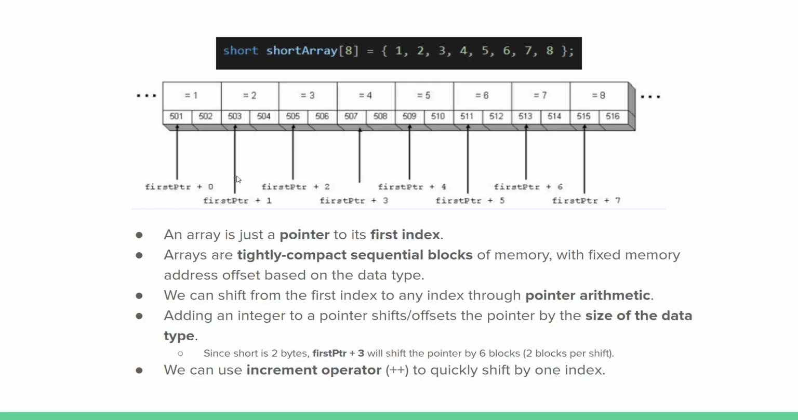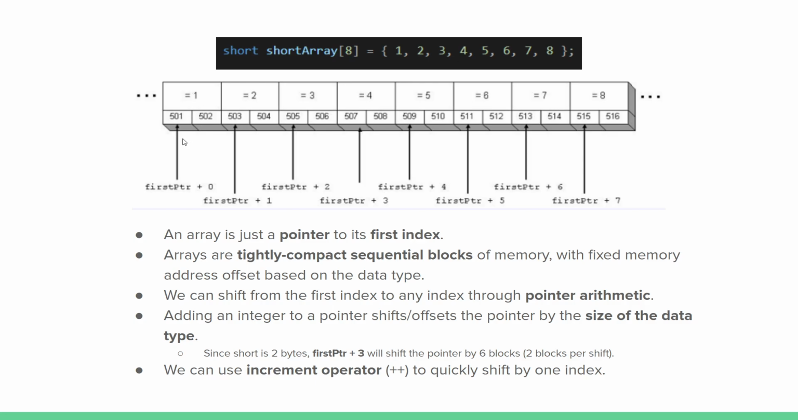So an array is literally just a pointer. Because an array combines different addresses and puts them into that array. So an array is just a pointer to the first index. Arrays are tightly compact sequential blocks. They are connected together, with a fixed memory address offset based on the data type.